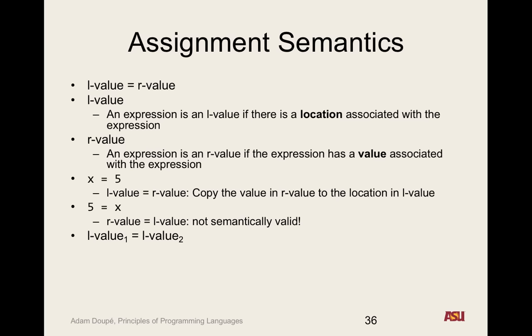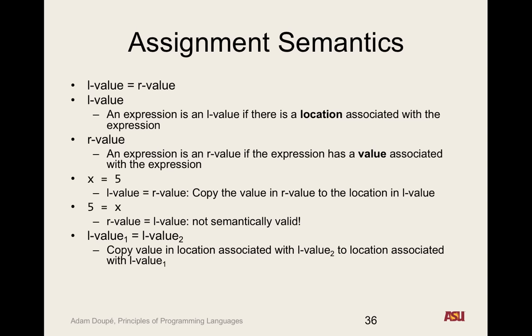Yeah. So copy the value in the location associated with L value 2 to the location associated with L value 1. And so this is why our precise semantics were different in the case of x equals 5 and x equals y. In the case of x equals 5, we know 5 is an R value, so we're saying copy that value 5 to the location associated with x. Whereas here, when we said x equals y, we're saying copy the value in the location associated with y to the location associated with x.